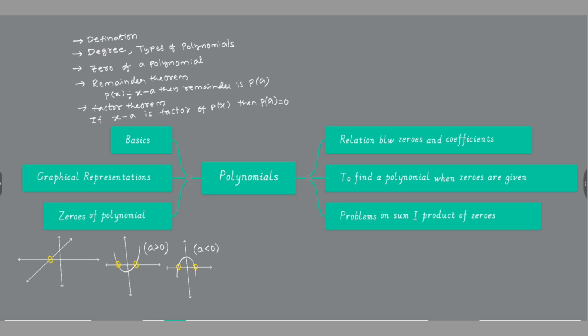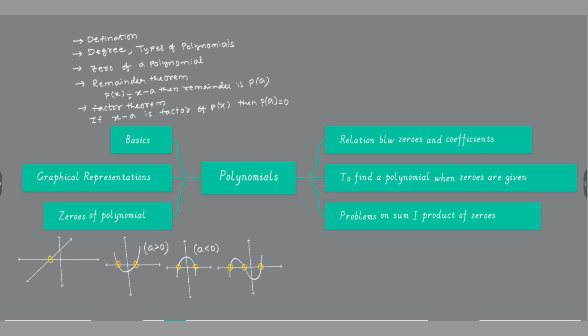And sometimes like this they ask how many zeros there are for a polynomial. It depends on how many places it is intersecting the x-axis. For example, in this case, it is intersecting the x-axis at 3 places. So the number of zeros will be 3. So it depends on the graph. By observing the graph, we have to decide the zeros. Sometimes by observing the graph, we have to find the polynomial also. So this is about graphical representation.